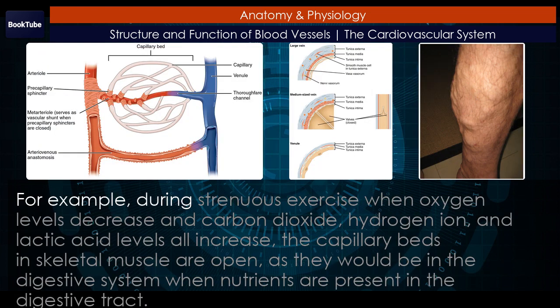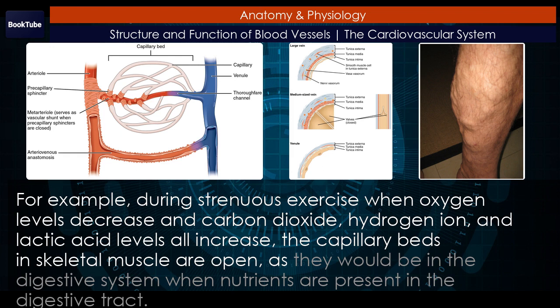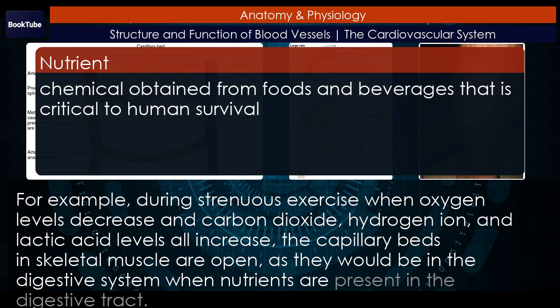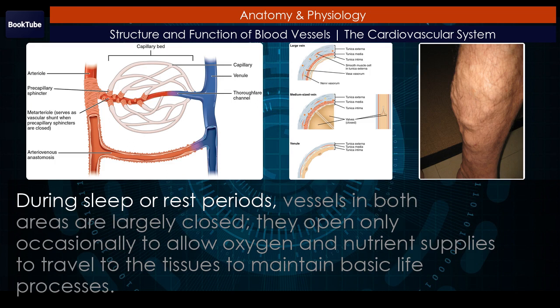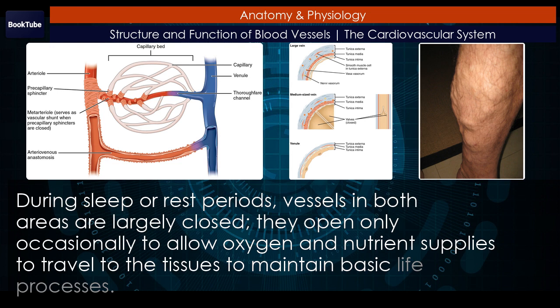For example, during strenuous exercise when oxygen levels decrease and carbon dioxide, hydrogen ion, and lactic acid levels all increase, the capillary beds in skeletal muscle are open, as they would be in the digestive system when nutrients are present in the digestive tract. During sleep or rest periods, vessels in both areas are largely closed. They open only occasionally to allow oxygen and nutrient supplies to travel to the tissues to maintain basic life processes.